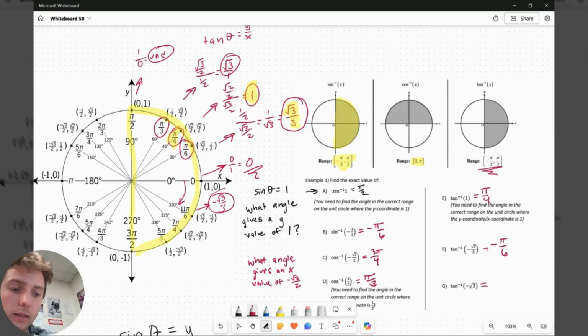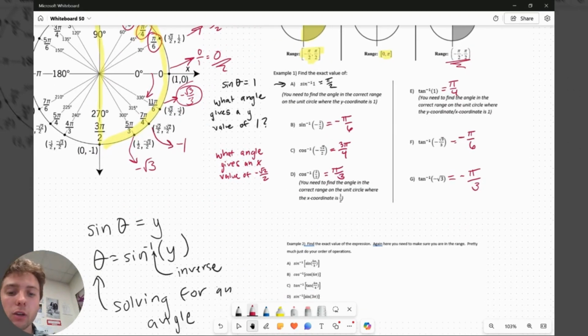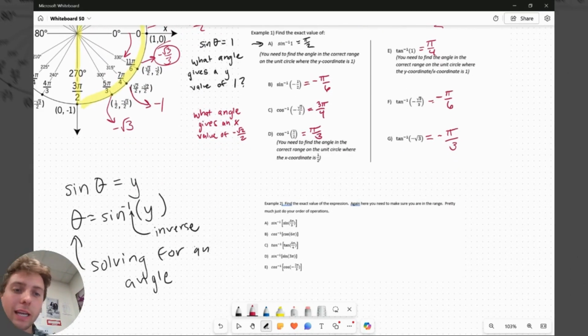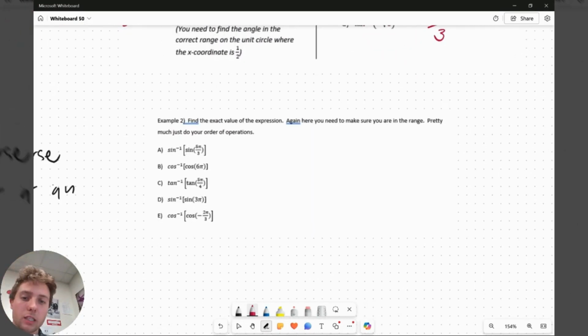Our last one then, negative root 3. This one would be negative 1. This one would be negative root 3. So yes, 5 pi thirds seems like a decent area, but put it in the correct range. That means I'm rotating backwards to pi thirds. Negative pi thirds would be my answer. This is how we can evaluate inverse trig functions. Last thing, example 2 here, find the exact value of the expression.